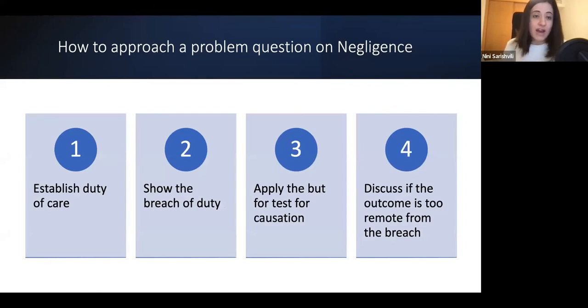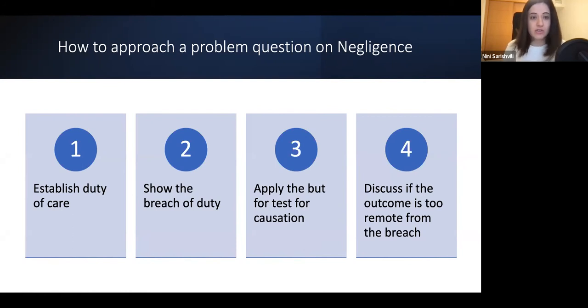When you have a problem question on negligence, this is how you should approach it. Firstly, you need to establish whether or not there is a duty of care. Do not assume that there is a duty of care. Even if you are concerned with one of the traditional duty scenarios, such as doctor to patient, where duty of care was traditionally assumed to exist, it's no longer the case. So make sure that you apply the Caparo-Robinson test and establish that there is a duty of care.